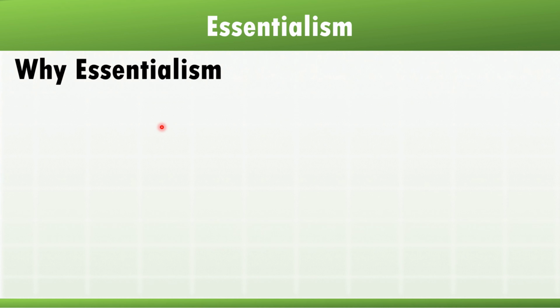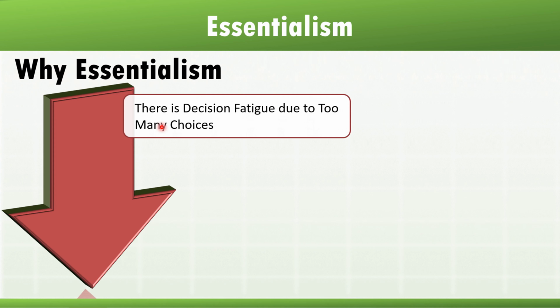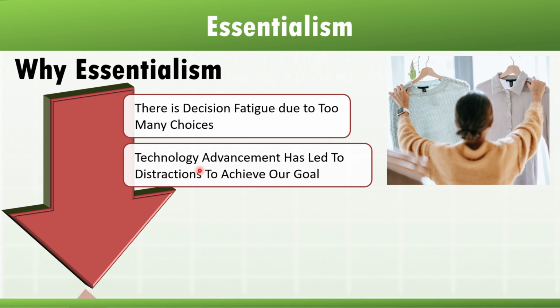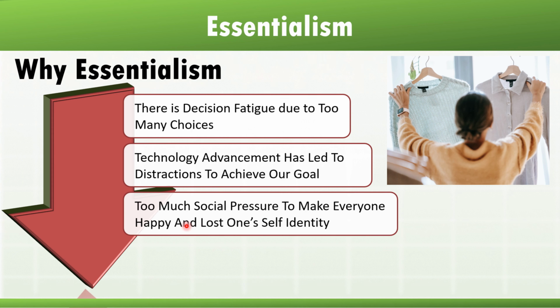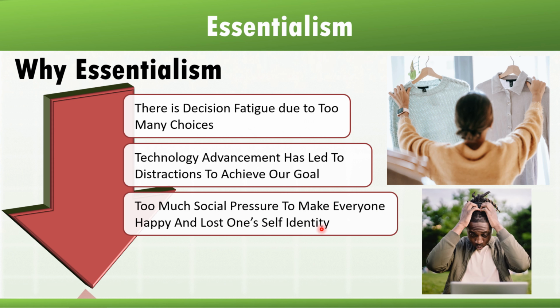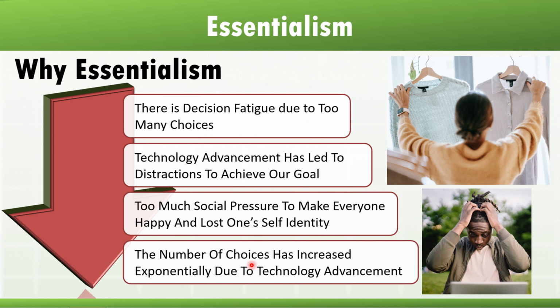So, why is essentialism required for our growth? In today's busy modern world, there is decision fatigue due to too many choices. Technology advancement has led to distractions in achieving our goal. There is too much social pressure to make everyone happy, and one has lost his self-identity. And finally, the number of choices has increased exponentially due to technology advancement.